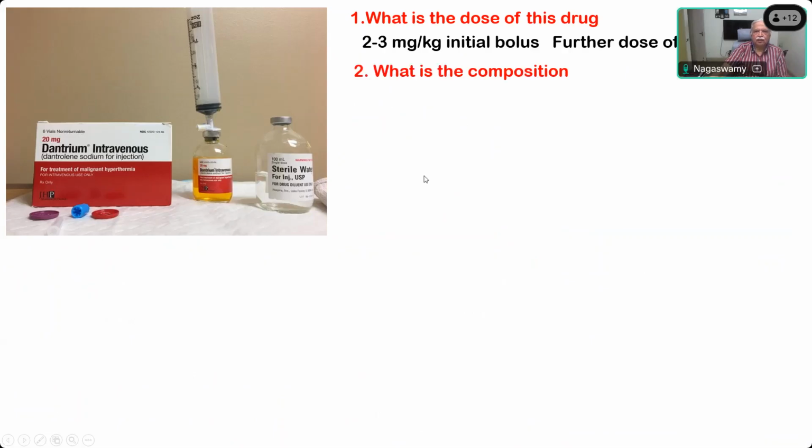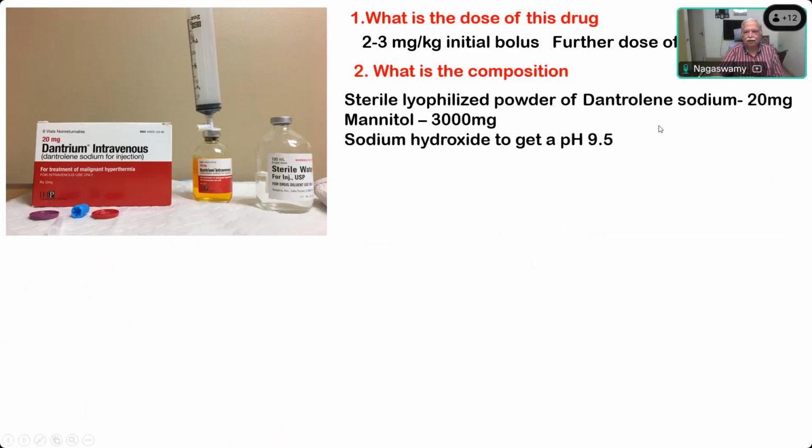Okay. What is the composition of this particular drug? Dantrolene sodium with mannitol. Only these two? Sterile water. Sterilized lyophilized powder of dantrolene sodium, mannitol 3000 milligrams, sodium hydroxide to get the pH to 9.5. It's highly alkaline. Okay? So the three things are there: dantrolene sodium, mannitol, and sodium hydroxide.